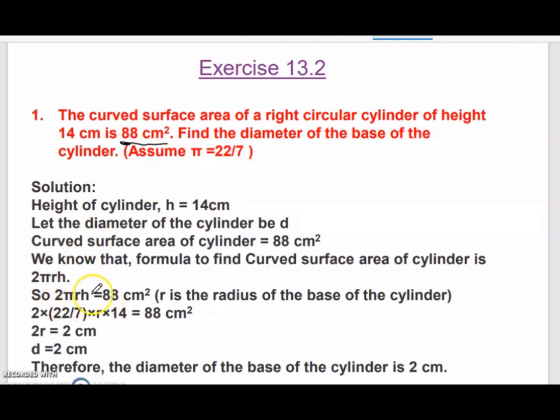So you will equate 2 pi r h is equal to 88. Then pi value you can put 22 by 7. It is already given. 22 by 7 you have to assume into r into 14. That is the height is 88. So when you transpose the terms, you can find the value of radius. And with the radius, you can find the diameter of the base. That is 2 centimeter.